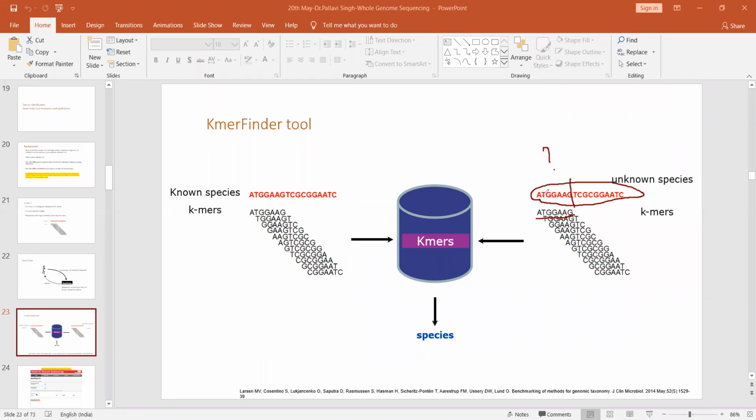So leave the first base A here, start from thymine. It will go till here. Then leave 2 bases, start from G. Again 7. So we have generated 1, 2, 3, 4, 5, 6, 7, 8, 9, 10, 11, 11 k-mers of the unknown sequence having the size 7, and apply them in the database.